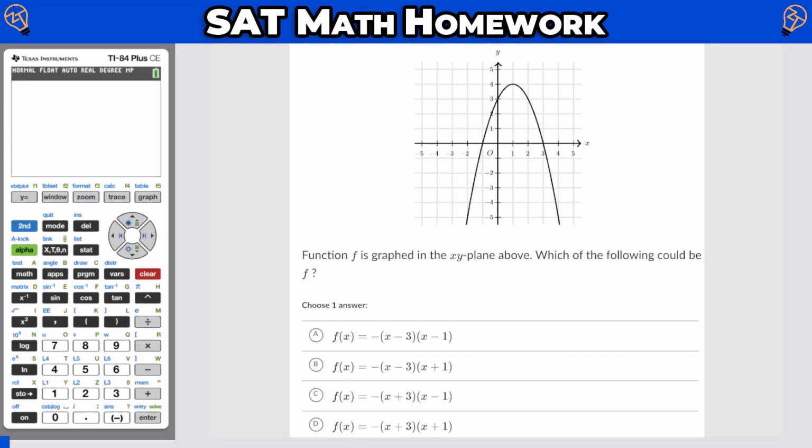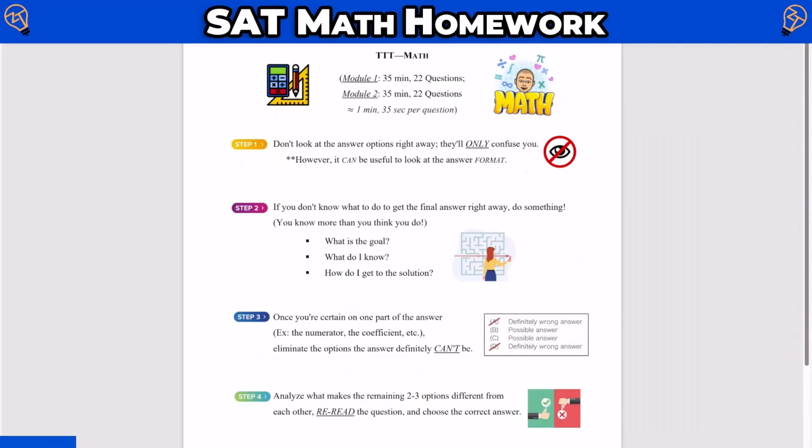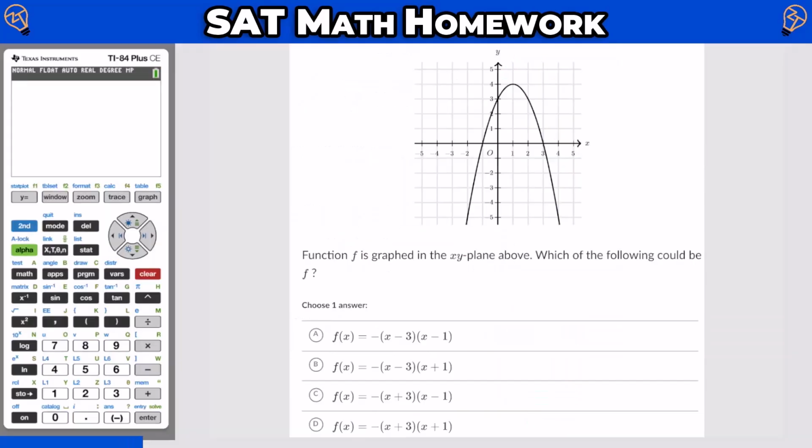When trying to determine which of these equations matches the actual graph, something that is good to note is the form that all of these are in. And notice we always mention don't look at the answer options right away. They'll only confuse you if you're trying to just get the answer right away. However, it can be useful to look at the answer format. And notice they're all in a particular form.